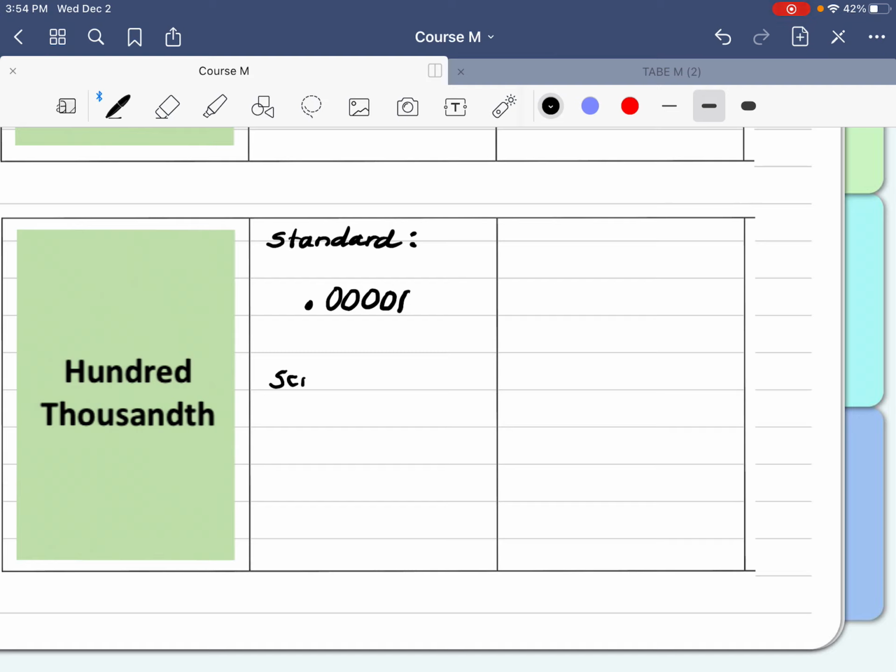So scientific is going to be 1 times 10. How many places after the decimal? 5. So it's a negative 5. That means after the decimal, 5 places. And then if you want decimal form, you're going to put a 0 in your ones place and then your decimal parts.